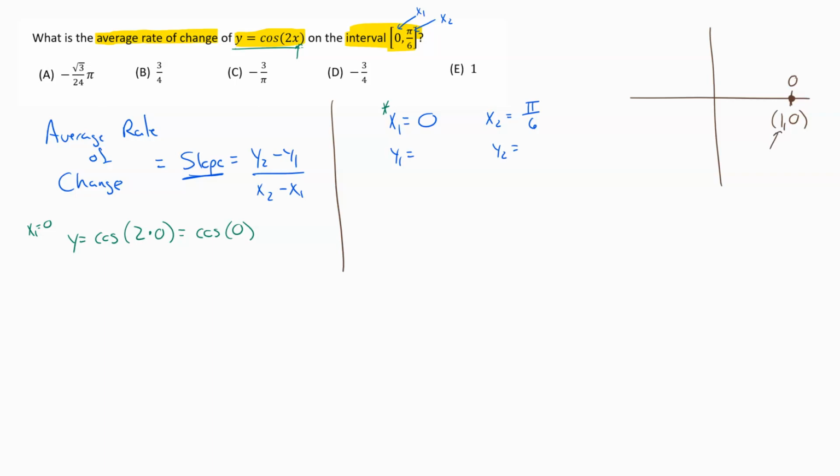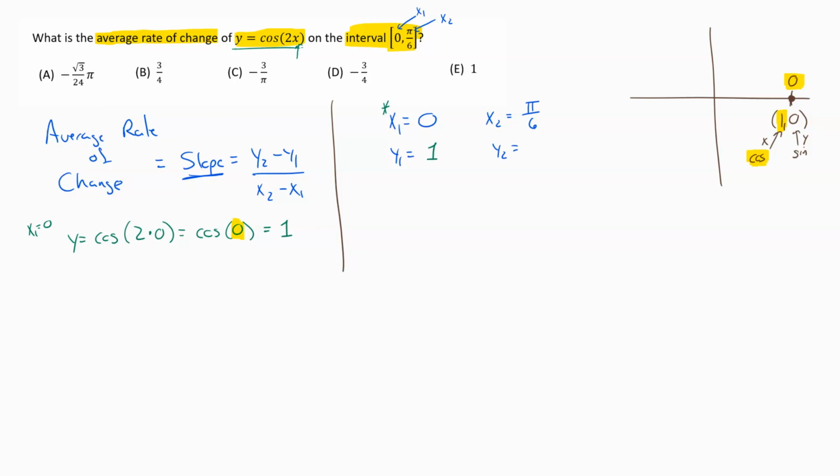As we look at this, why that's important is because the cosine of our angle is always the x value, and the sine of our angle is always the y value on our unit circle. So here, we're looking for the cosine of 0. So the cosine of 0 would be the x value here, which would be 1. So we get out of here that the cosine of 0 is 1, and that's our y1 value.